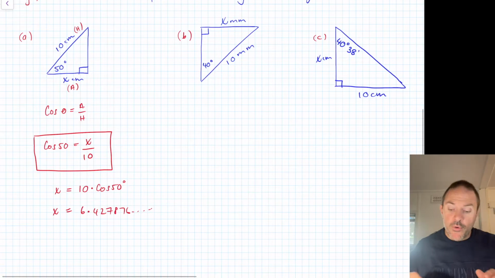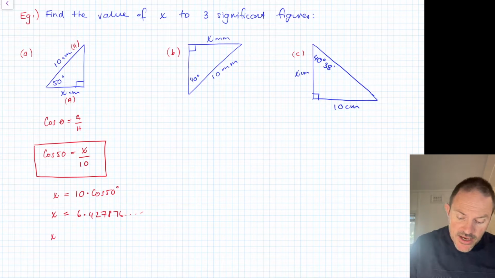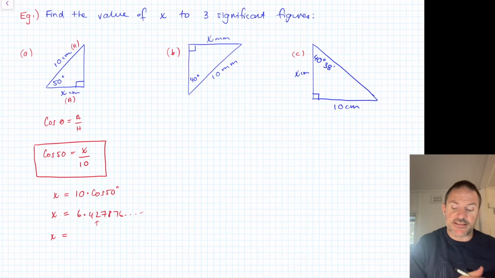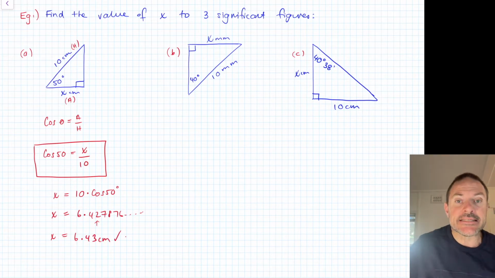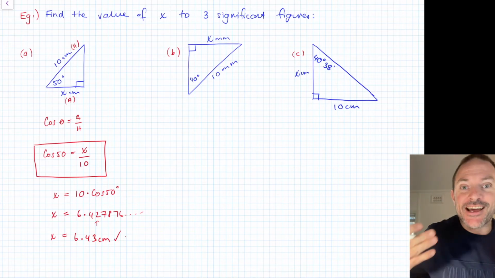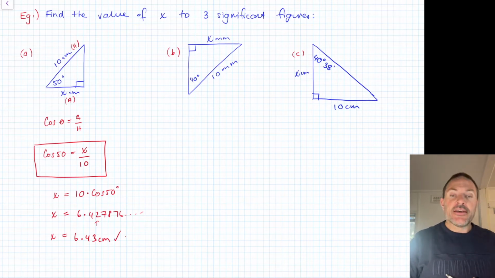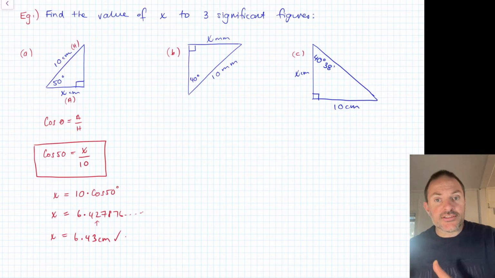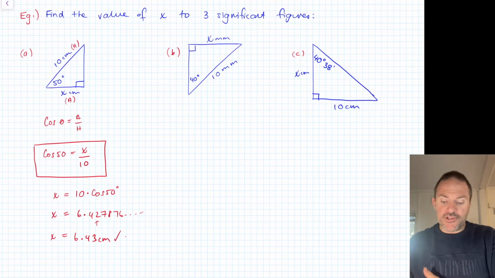We get 6.427876... Now, I wrote that whole thing down because in our question it wants 3 significant figures. The first non-zero number is the 6, then 4, then 2. The 7 says it rounds up, so I'm getting an answer of 6.43 centimeters. Perfect. So hopefully you're starting to remember this trigonometry from Year 9, SOHCAHTOA. Sine equals opposite over hypotenuse. Cos equals adjacent over hypotenuse. And then we have our tan, which is opposite over adjacent.